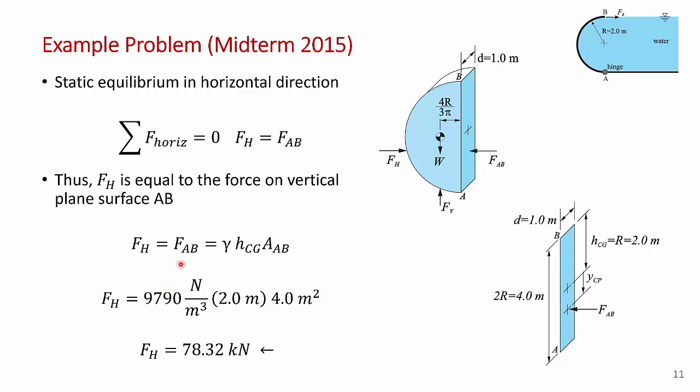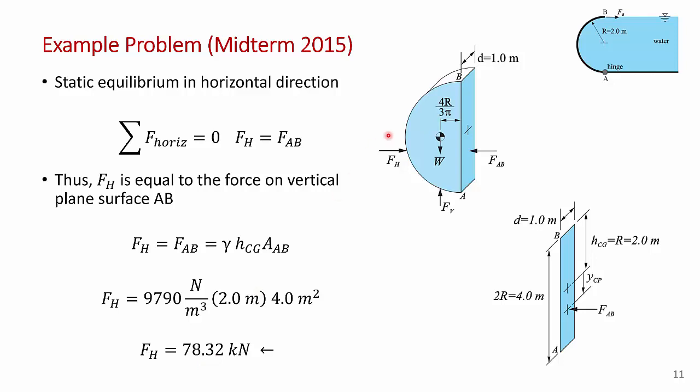FH equals FAB, and the force on surface AB is gamma, height of the center of gravity, times area of surface AB. And the height of the center of gravity is just the dead middle of that plane surface, which is 2 meters. And the area is 4 meters by 1 meter. So we can substitute in here gamma, here's our height of the center of gravity and the area. And we get 78.32 kilonewtons to the left.